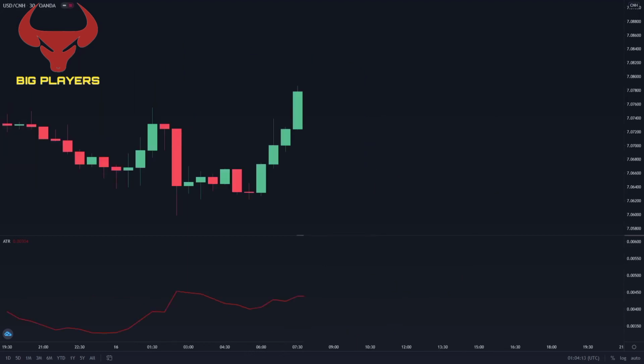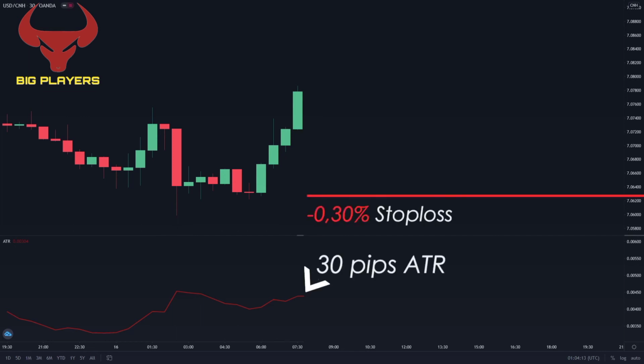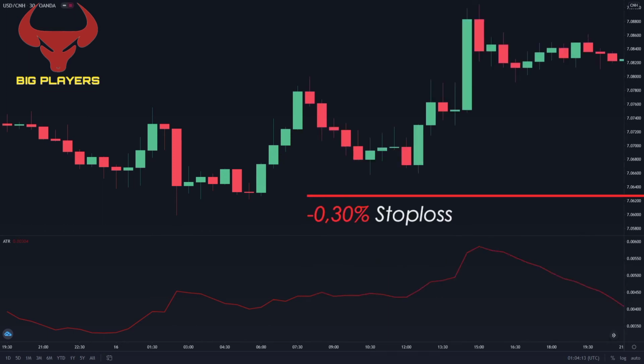So, back with our first example. If you actually placed your stop loss based on the ATR, which is around here, instead of just making up a random number, it wouldn't have closed the trade too early and you will still participate on this rally.